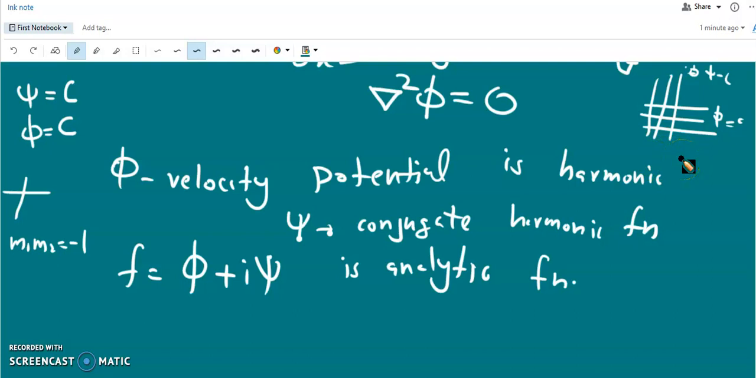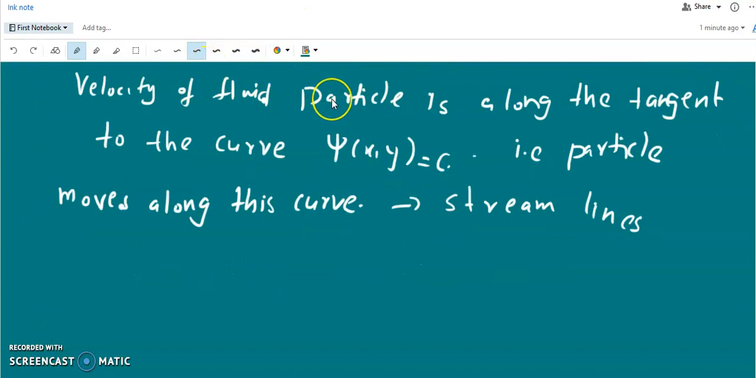But here the velocity of the particles is along the tangent to the curve psi of xy equal to constant. So the velocity of the particles is along the tangent to the curve psi of xy equal to a constant. That means the particle moves along this curve and this curve is called the streamlines. The lines plotted as psi of xy equal to constant we call streamlines, and the particles in the fluid move along this line.